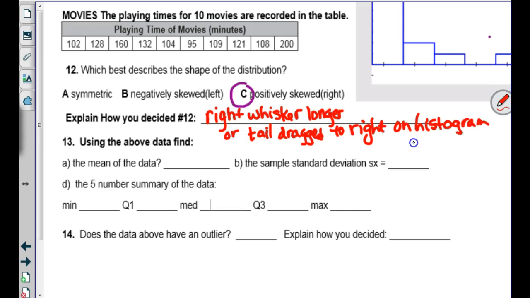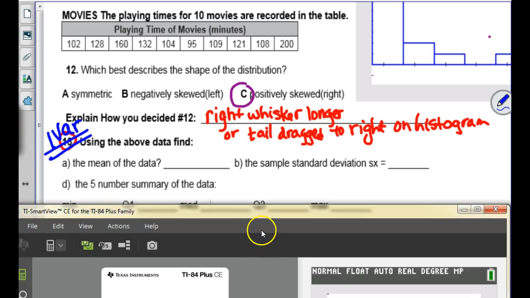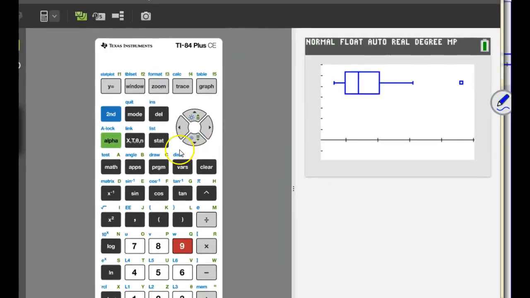Are we good with that answer? Okay. Number 13 is all about the one variable stats. Do you remember how to find those? One variable stats? No. Anybody? This should be the easiest section, guys.